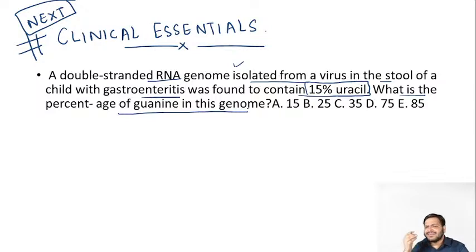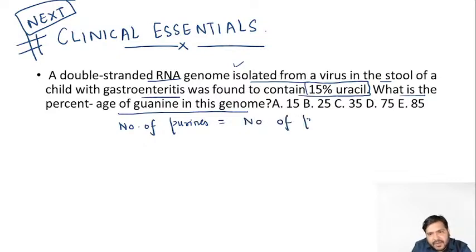Now, guys, a certain trick. You all know that the number of purines will be equal to the number of pyrimidines. Yes, that is the basic rule.